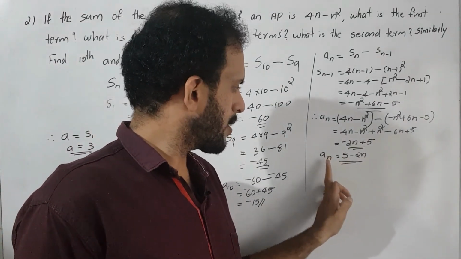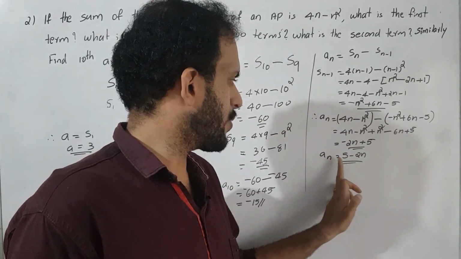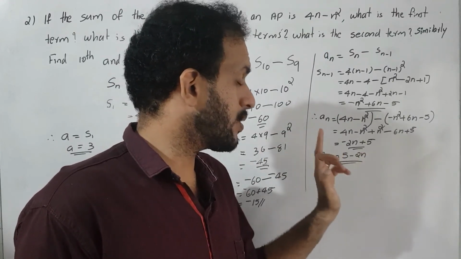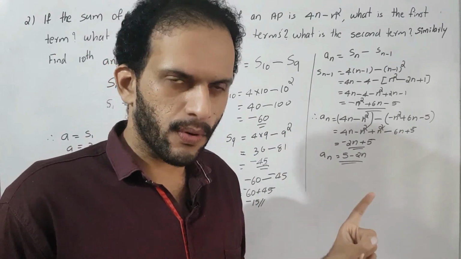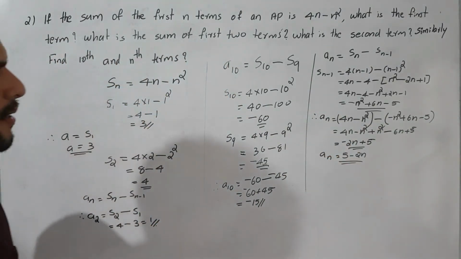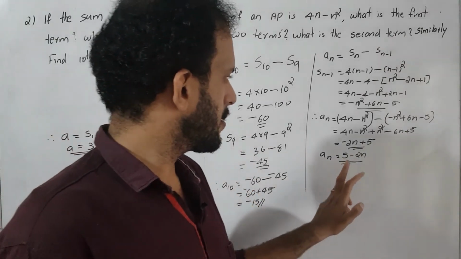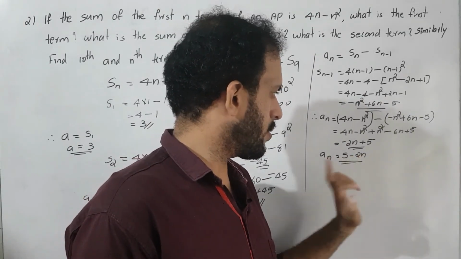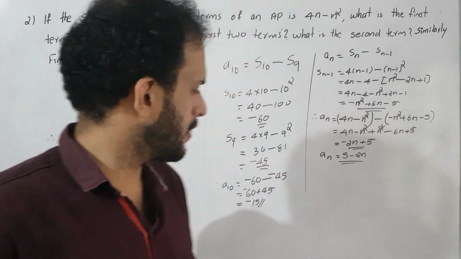Then what is the second term? For the second term, we substitute in this general form n is equal to 2. Then a2 is 5 minus 2 into 2. What is 5 minus 2 into 2? 5 minus 4. 5 minus 4 is 1. A2 is 1. Then we just verify the 10th term also. The 10th term means here we substitute n is equal to 10. Then 5 minus 20. What is 5 minus 20? That is minus 15.